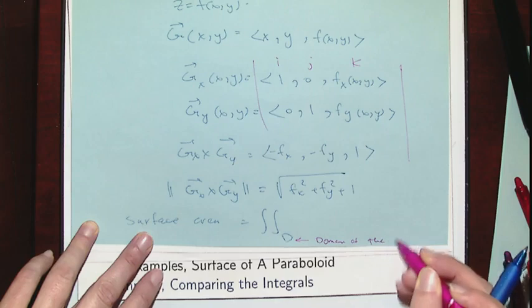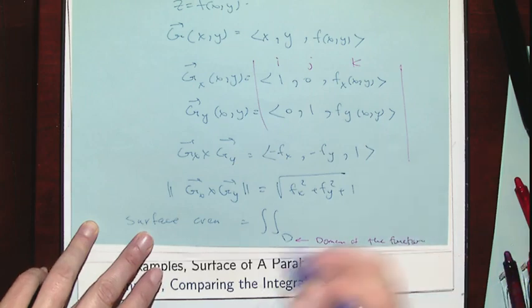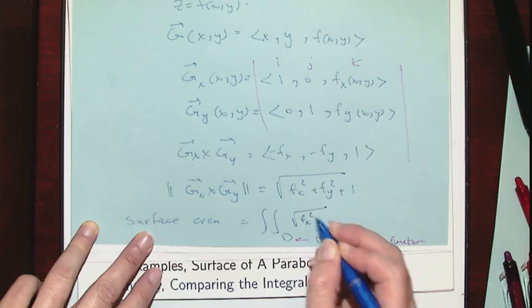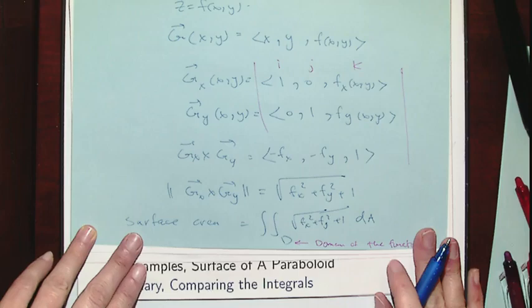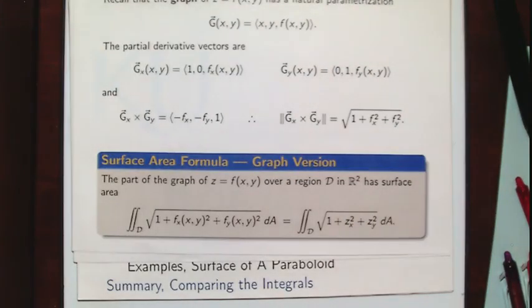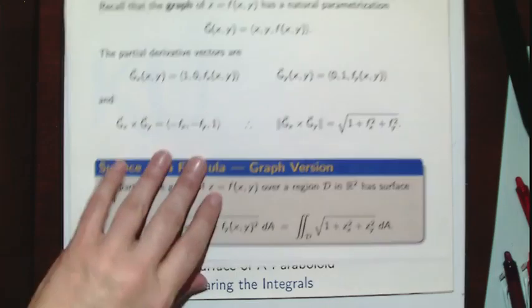Because we parameterize with x and y. And then you have the square root of f sub x squared plus f sub y squared plus 1 dA. Fair game? Okay. Time to do an example? Okay. You're still with me? Thank you. Okay. So next one.